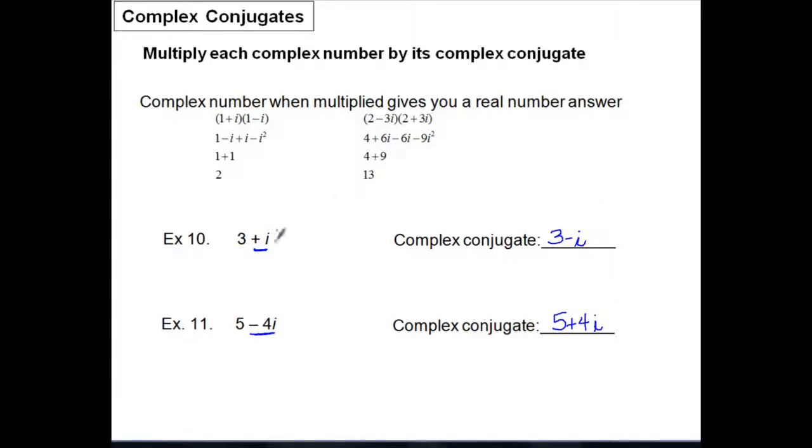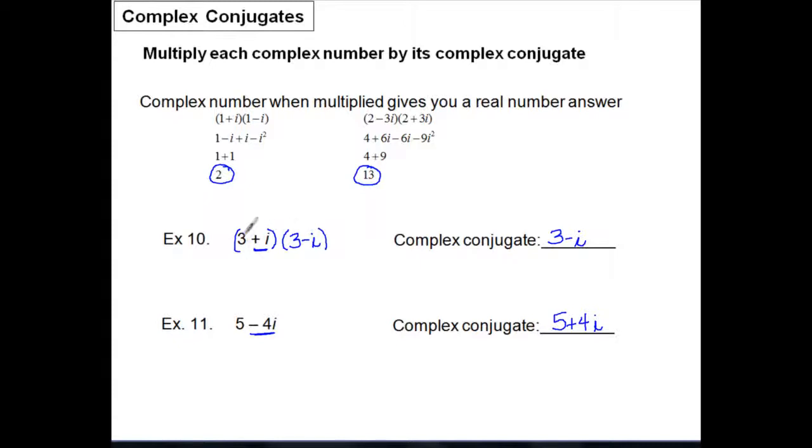So what we're going to do now is take our 3 plus i and multiply it by the conjugate, and by doing that, like these examples up here, your i's are going to cancel out and you're going to be left with just a number, and there's a purpose behind that. We're going to see that here in just a minute.